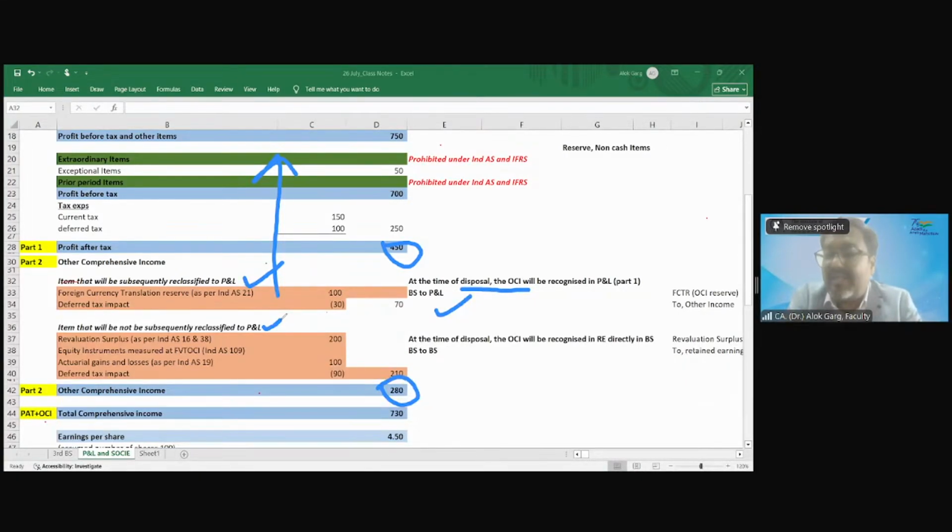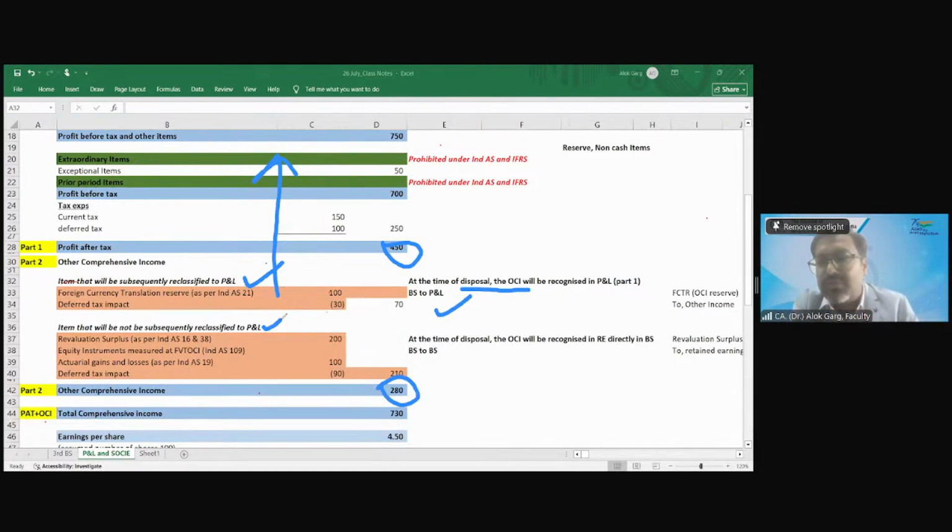The standard says that at the time of disposal, the OCI will be recognized directly in the retained earnings. It will be a balance sheet to balance sheet entry. OCI reserve account debit to retained earning account. तो उसका मूवमेंट कहां दिखेगा? स्टेटमेंट ऑफ चेंजेस इन इक्विटी में डायरेक्टली दिखेगा.